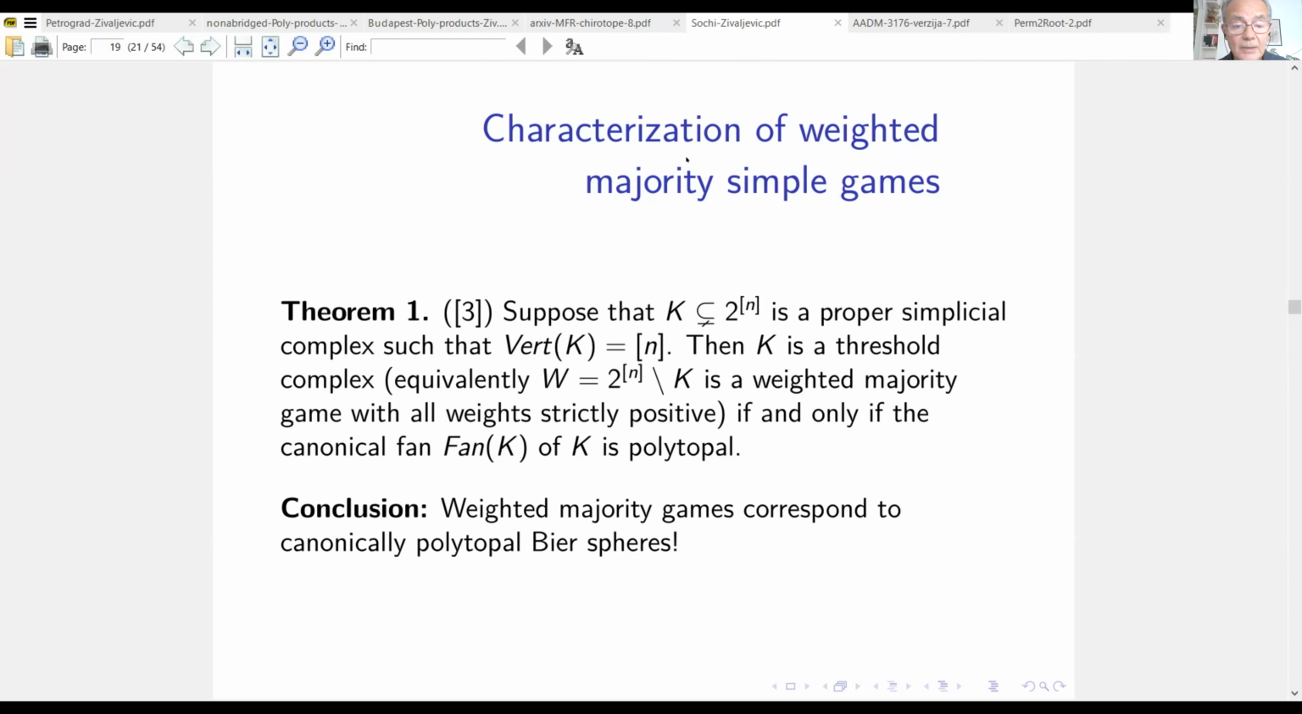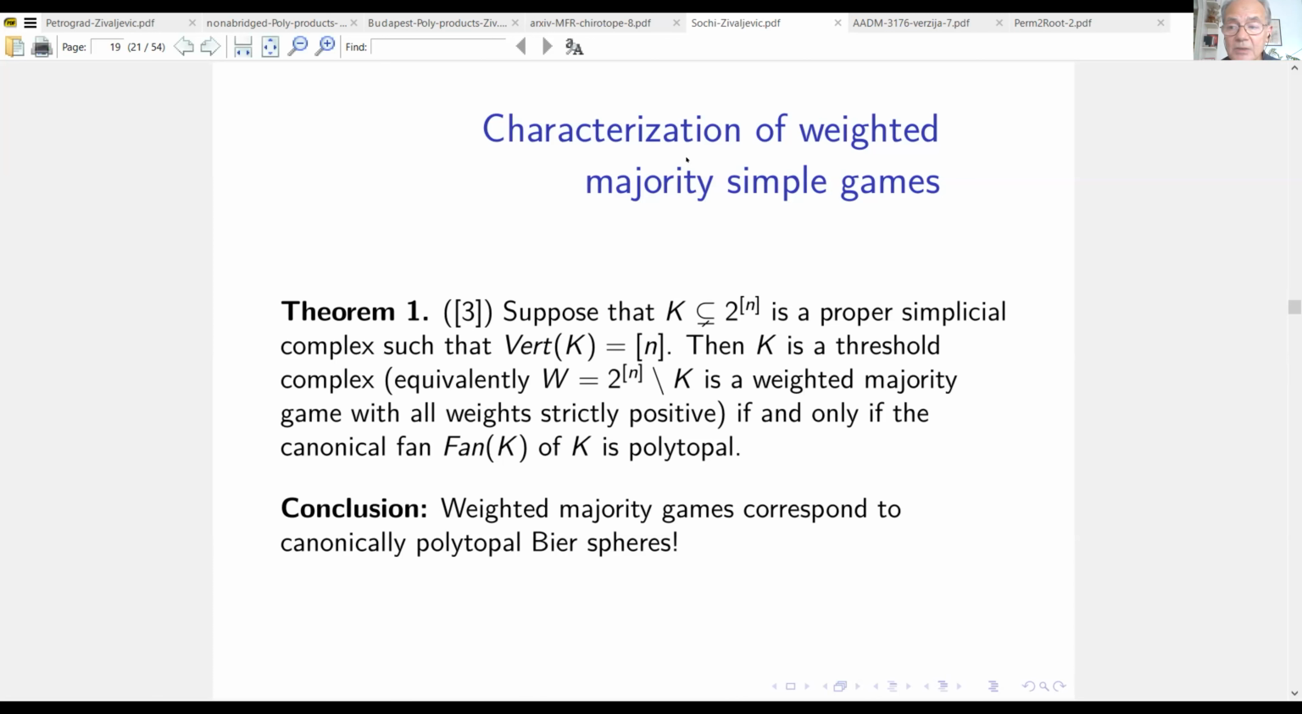And here it says that K is a simplicial complex of losing coalitions of a simple game, of a weighted majority game, if and only if the fan I introduced is polytopal, and it implies polytopality of the Bier sphere. And this kind of polytopality, which is very strong, with a very special normal fan, we call canonically polytopal.